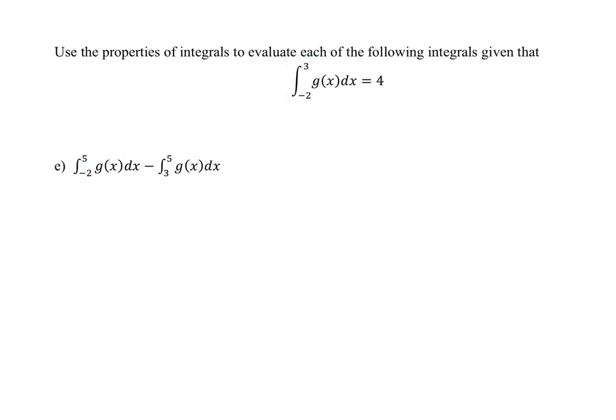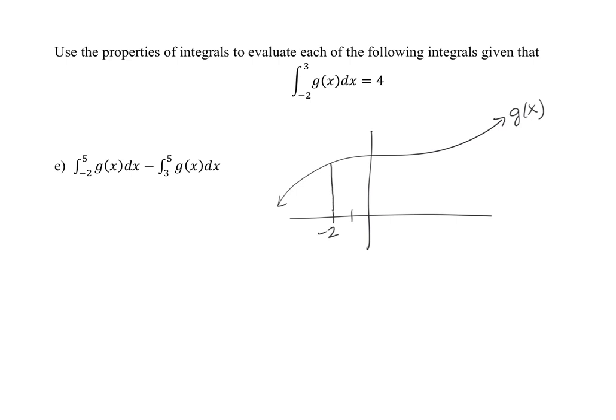Here's our last one. We're integrating from negative 2 to 5 of g of x dx and then subtracting the integral from 3 to 5 of g of x dx. And I think it's easiest to demonstrate this one by thinking about what a graph might look like. Now, I have no idea what the function g of x actually is, so I'm just going to graph something random here for g of x. But let's visualize if we're integrating from negative 2 all the way to 5. So the integral from negative 2 to 5 would be this region here, the area of this region.